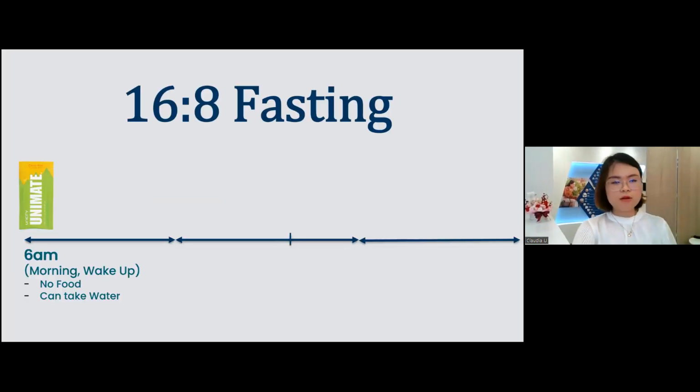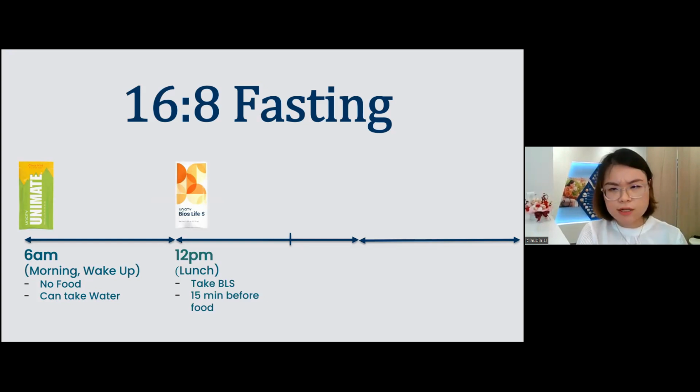All right, so this is how your daily life looks like. It's very easy. At 6 a.m. you wake up, you just put the timing there. Whatever it is, just don't take any food, and you can take water or black coffee. But of course, Uni Mate is way better than that. Then you take your Biosarf S whenever you break your fast. After the 16-hour fasting, just take it 15 minutes before food, to get the netting all ready in your body to capture whatever excess sugar will come from your food.